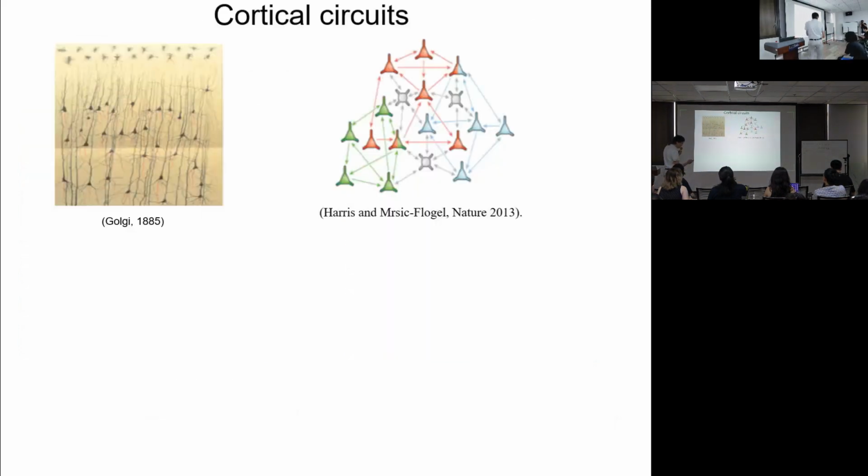Here is a schematic of cortical circuits. Cortical circuits are composed of many excitatory neurons and many inhibitory neurons. Around 20% of them are inhibitory neurons, and 80% are excitatory neurons. They interact with each other, forming a complex network, and complex dynamics can emerge from those networks. Those dynamics are important for brain functions such as perception, cognition, attention, and behavior.